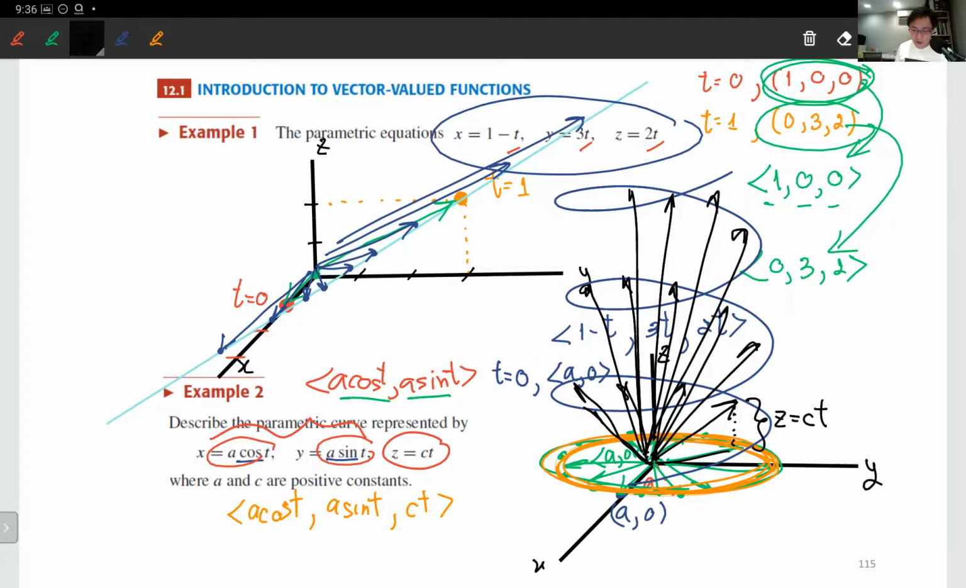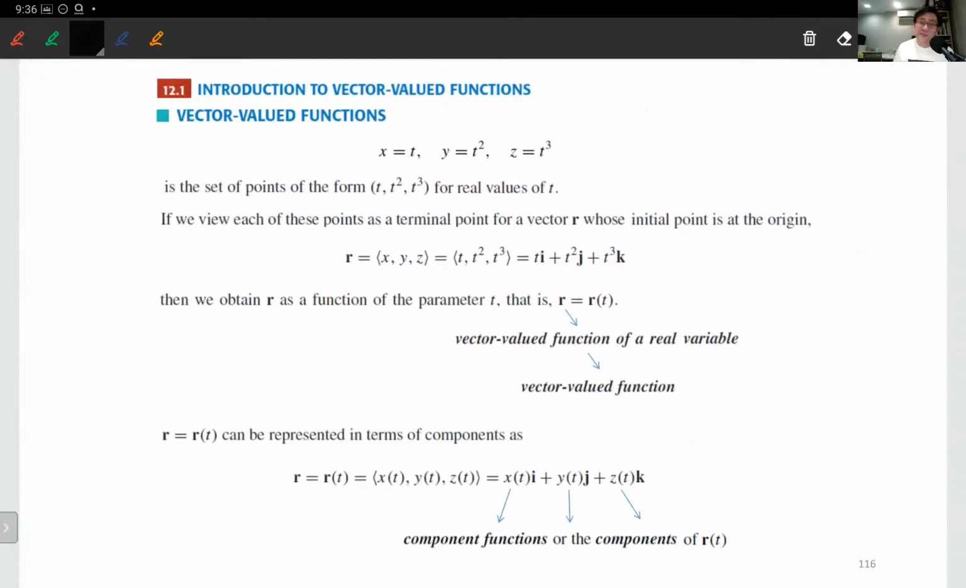Does that make sense? Okay. All right, so in terms of the operation, it's so simple. If you have a set of parametric equations like this, all you need to do is just wrap them, put them in a bracket.